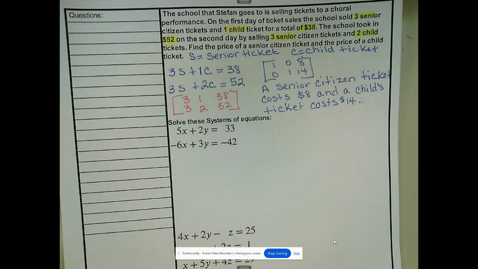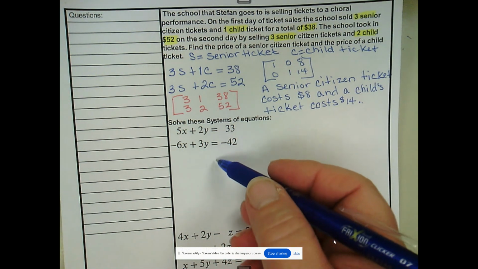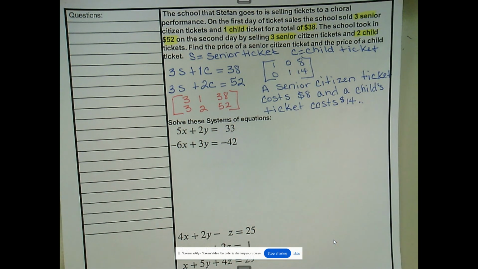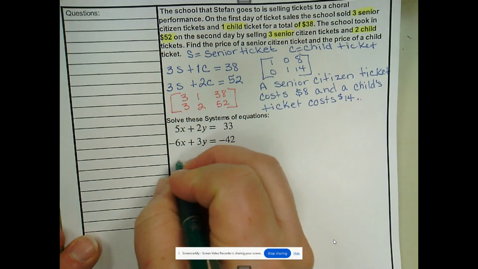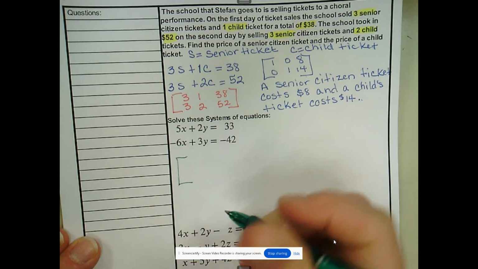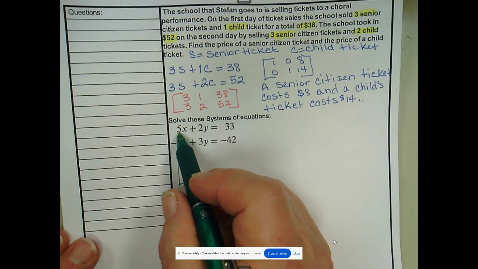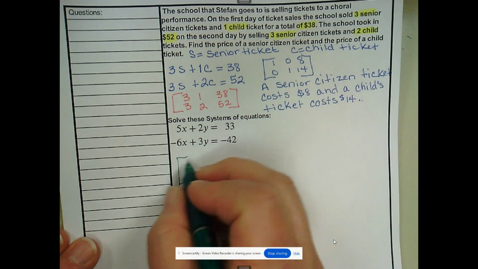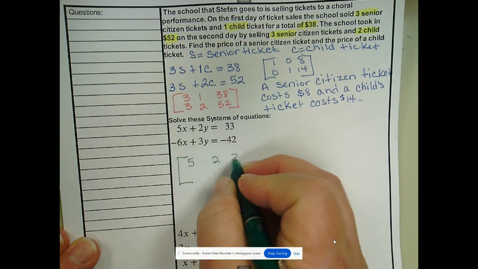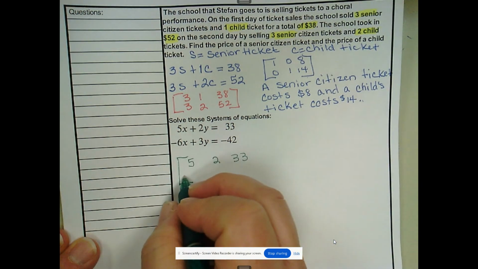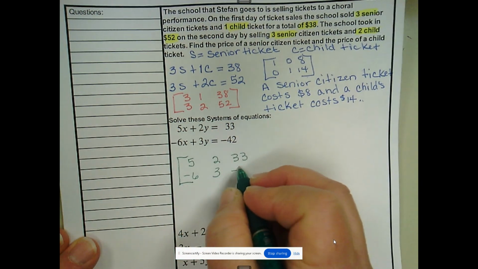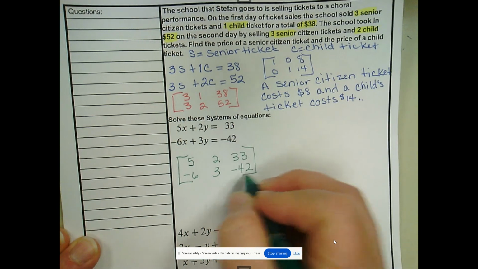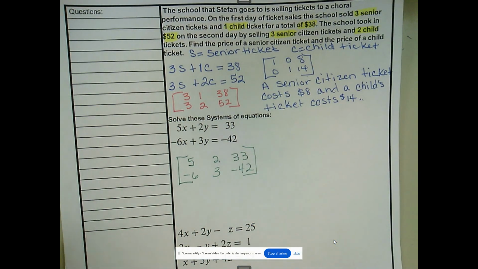Okay, pause the video and see if you can set up this system of equations. What does it look like? I hope you tried to set it up on your own. If you didn't, please try on the next one. You're using your coefficients, so this is 5, 2, 33. Negative 6, 3, negative 42. Put it into your calculator.